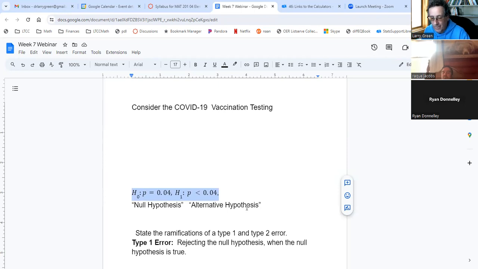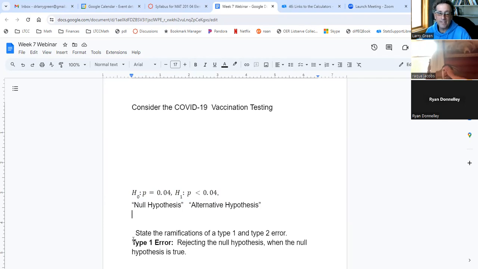So for the FDA, they wanted to see whether people who got the vaccination had a smaller % chance of getting COVID. So there's your H naught and H1. H naught is the same chance, H1 is a smaller chance. Do you see how that works? Okay. The next step is to decide what the type 1 and type 2 ramifications are.